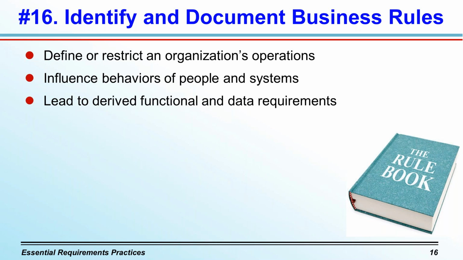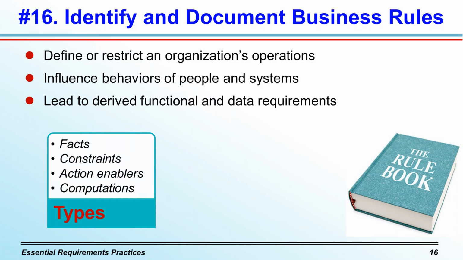The blood bank's website developers kind of dropped the ball on that issue by not enforcing the no same-day appointment policy. There are several types of business rules. Some simply state facts about the business. Many rules impose constraints on who can do what under what conditions. Action enablers trigger some system or business behavior. And obviously, computations describe how to perform certain calculations.